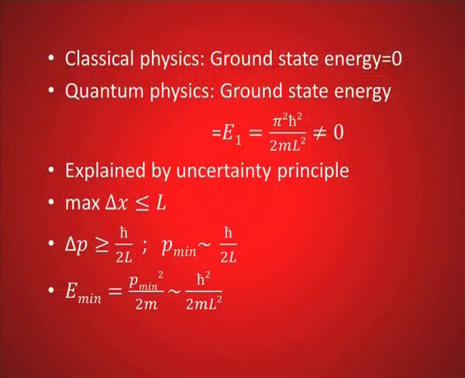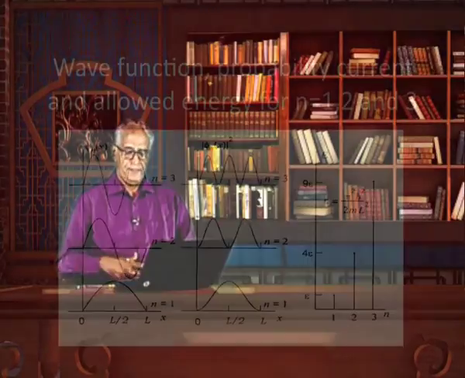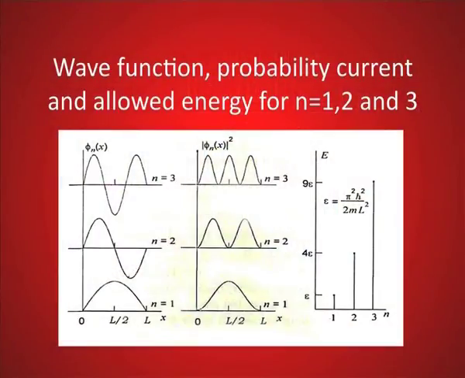So, we can convince ourselves that the minimum energy not being 0 is consistent with the uncertainty principle, and it is not quite understandable from classical physics, because in the classical regime we should expect the ground state energy to be 0, because the lowest kinetic energy is 0 in the region. Here we see the wave functions, the probability density and allowed energies for n equal to 1, 2 and 3, and you see that the energy is quantized.